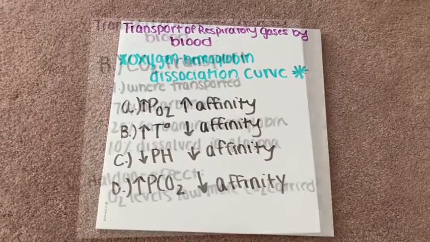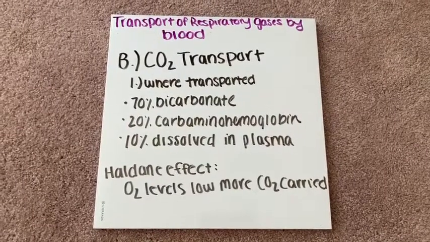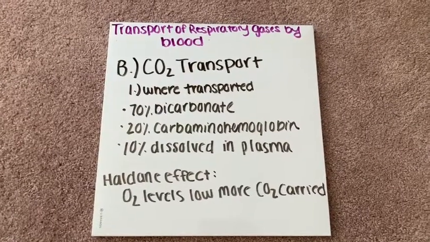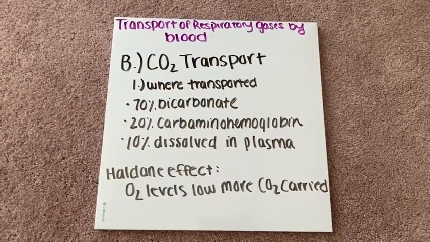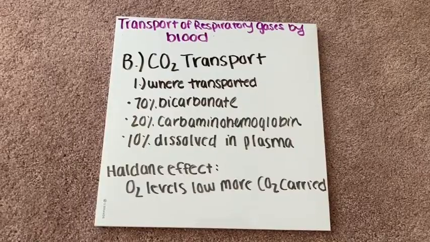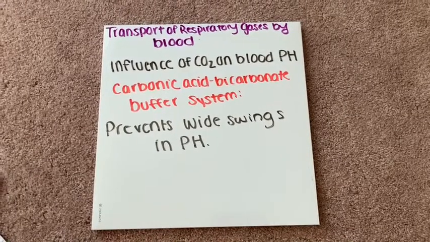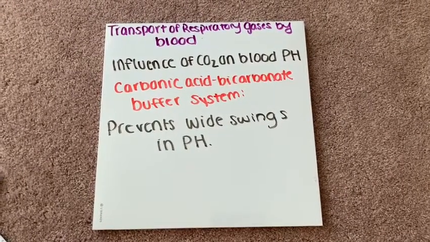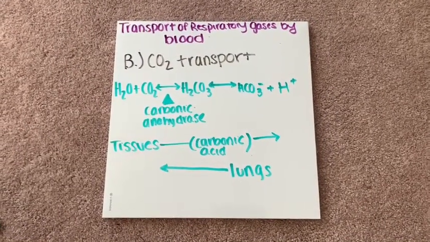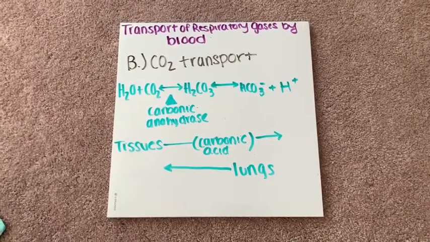This is very important. The second type of transport is CO2 transport. It is transported as 70% bicarbonate, 20% carbaminohemoglobin, and 10% is dissolved in the plasma. The Haldane effect is when O2 levels are low, more CO2 can be carried. CO2 has an influence on blood pH. The carbonic acid-bicarbonate buffer system prevents wide swings in blood's pH. In my class, when learning carbon dioxide transport, this formula was very, very important. I would recommend memorizing this for this chapter and others.